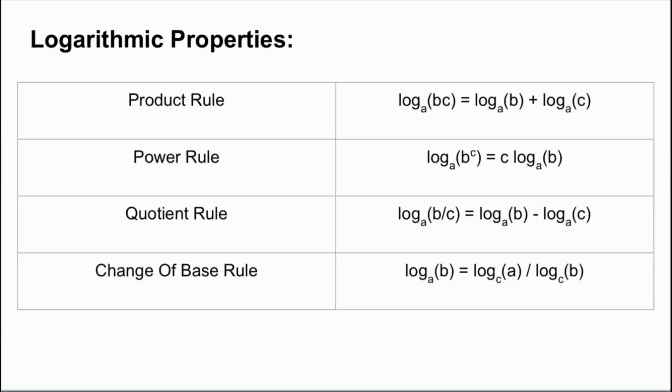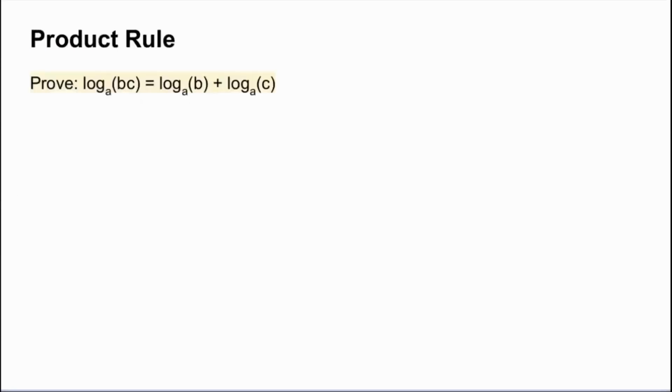So these are the 4 different properties that we're going to look at: the product, power, quotient, and change of base rules. They're listed out here, but they will also be listed out in the slides that come ahead, and we're going to look at them more in depth there. So starting with the product rule, we have to prove that log base a of some product of two numbers bc is equal to the log base a of b plus log base a of c. Basically, you can split apart that product into two different logarithmic sums, essentially.